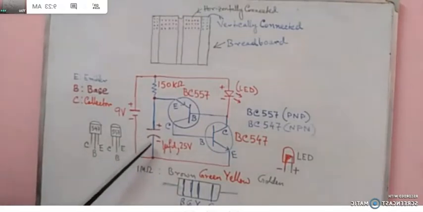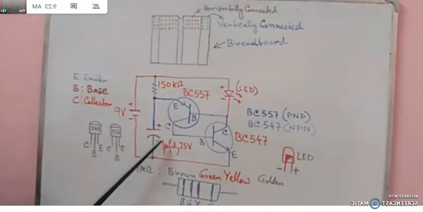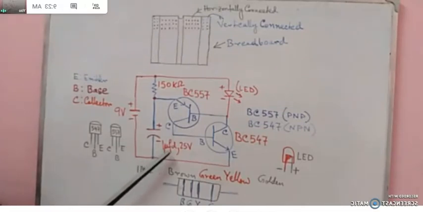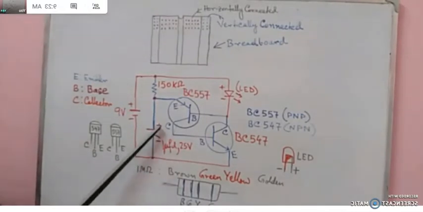So this capacitor is used to hold the charge. That determines the glowing time of the LED. It may be more, so 1 second, maybe 2 seconds. This capacitor has a value of 1 microfarad, 25 volts. That is, up to 25 volts it can work. This is the positive terminal, this is the negative terminal.